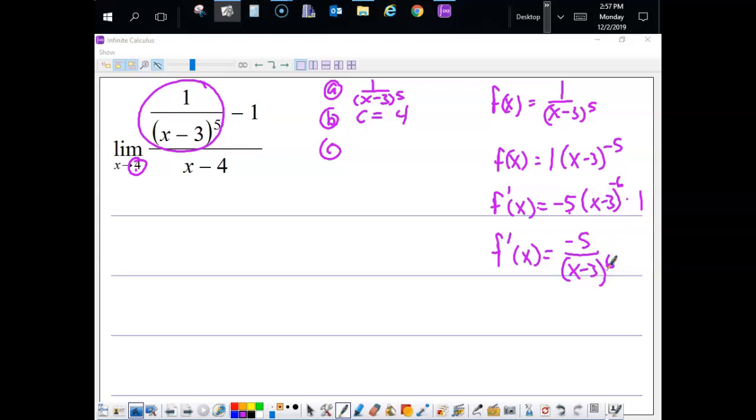Okay, so that's our derivative, and we're finding the derivative at 4. So f prime of 4 would be negative 5 over (4 minus 3) to the 6th power. 4 minus 3 is 1, and 1 to any power is 1, so the final answer is negative 5.